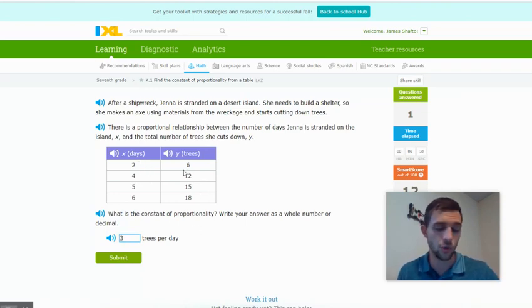Let's check to make sure we're right. 12 divided by 4 will give me 3 trees in 1 day. Same unit rate. 15 divided by 5 will give me 3 trees in 1 day. So that's the same unit rate. 18 divided by 6 will give me 3 trees in 1 day.